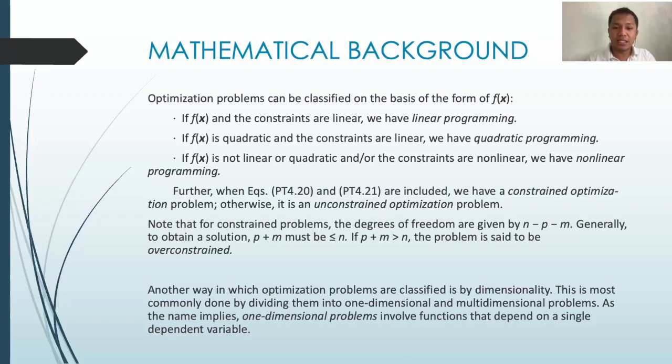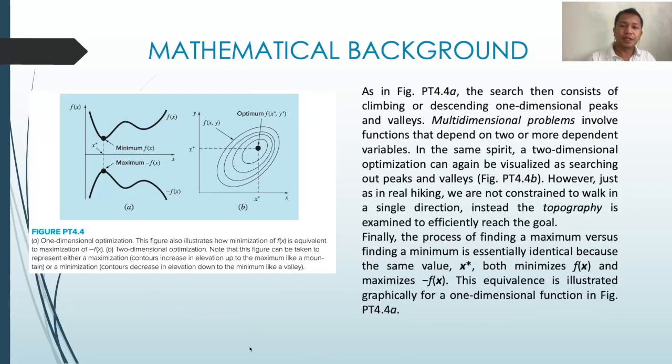As the name implies, one-dimensional problems involve functions that depend on a single independent variable. So here in the picture, you can see this here. A is a one-dimensional optimization. This figure illustrates how minimization of f of x is equivalent to the maximization of negative f of x. And this one is a two-dimensional optimization.